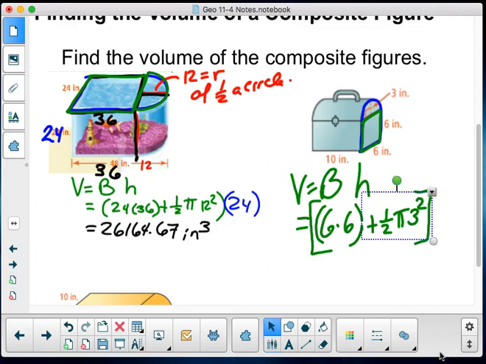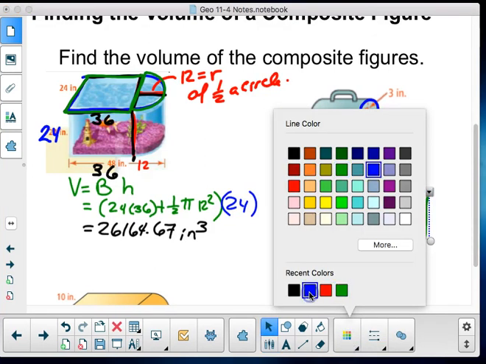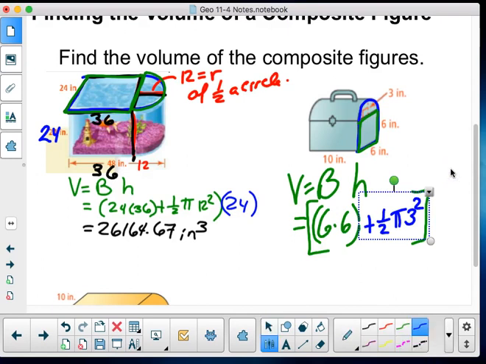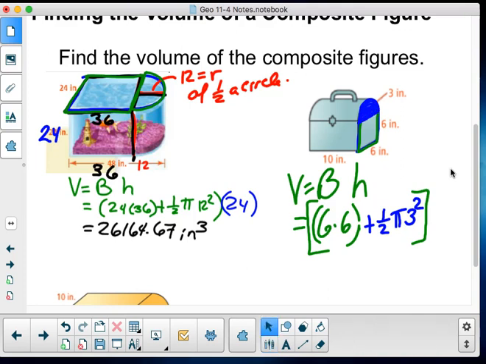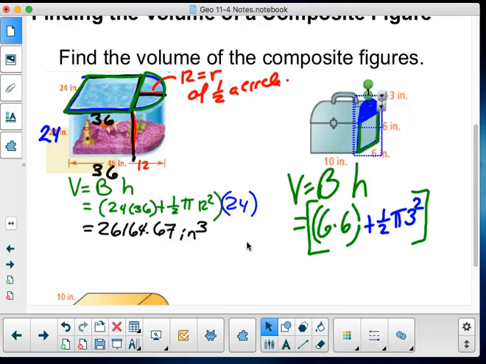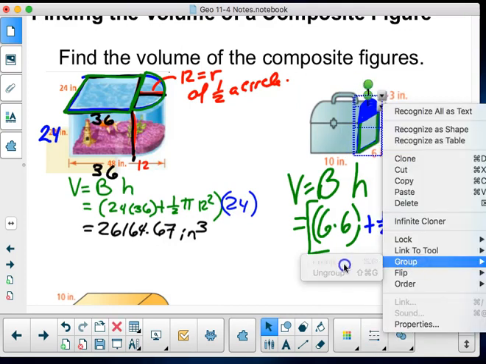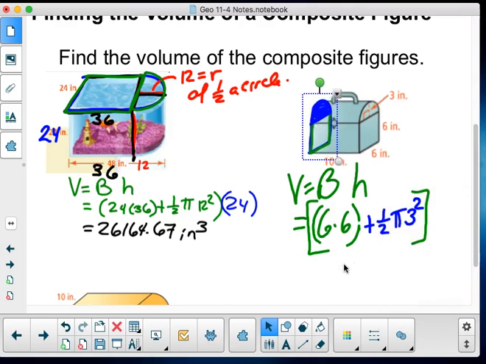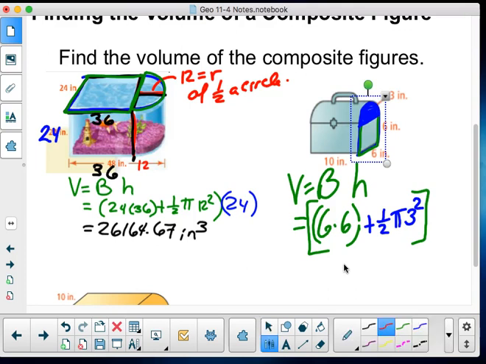And I suppose that half pi 3 squared, let's make that blue so you can see that. That's this part. Okay. Now, this whole shape, when we're doing this, if we group that together, passes all the way through. That's why we take the area of our base times height. Okay, times height. My height is 10. And that's going to give me my volume.